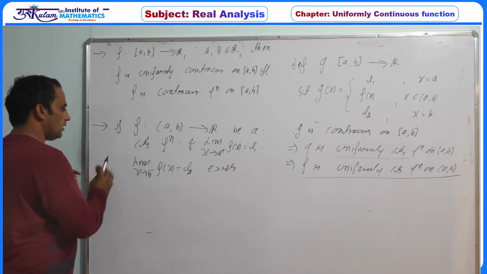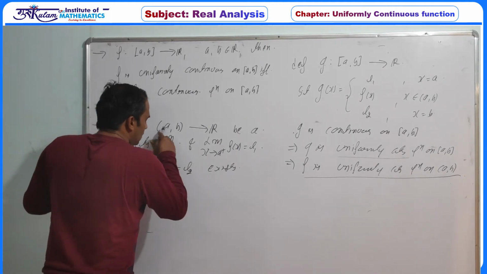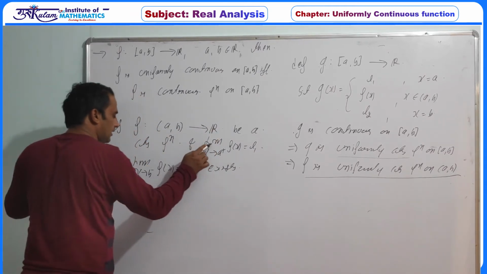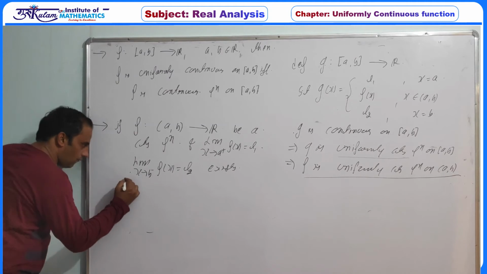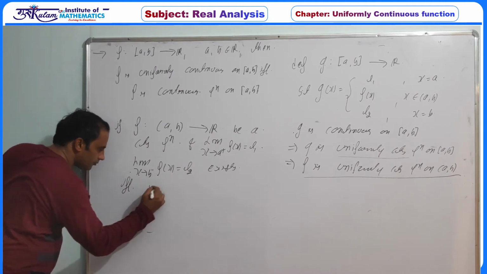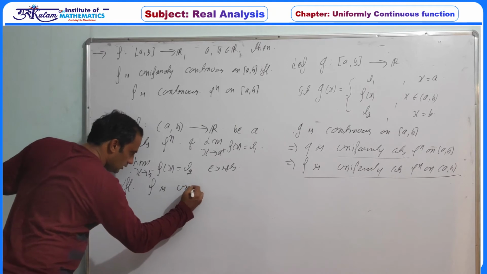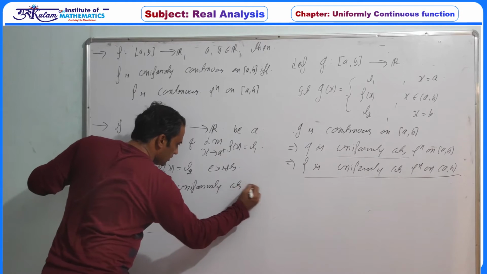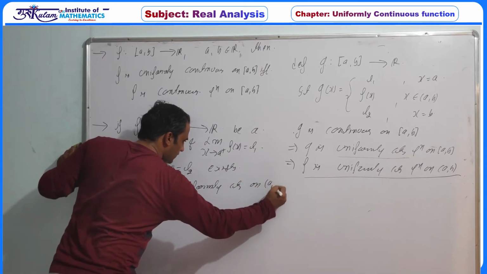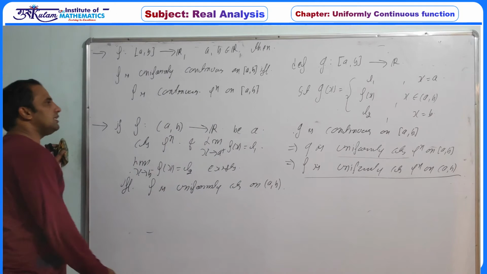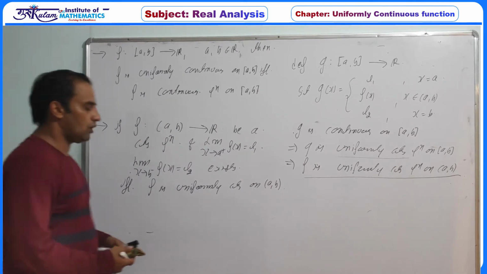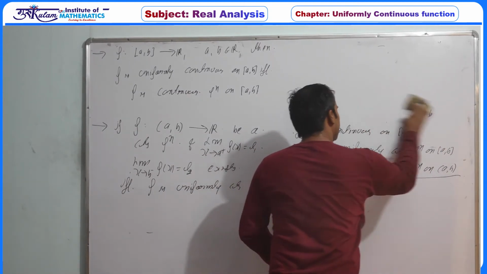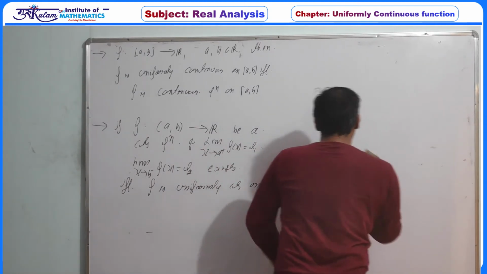So we have a statement: if f is a function defined on the open interval (a, b) to R, then the right hand limit at a and the left hand limit at b exist if and only if f is uniformly continuous on the open interval. So this is the necessary and sufficient condition for a function to be uniformly continuous on the open interval (a, b). So let's take an example.